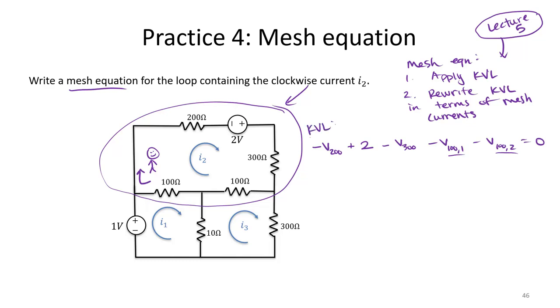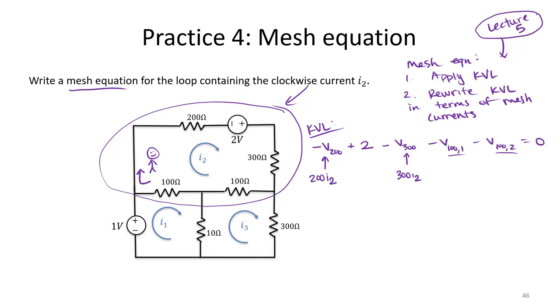So that's my Kirchhoff's voltage law equation. Now I need to rewrite that in terms of my mesh currents. For the voltage drop across my 200 ohm resistor, I only have current I2 flowing through that point, so that voltage is going to be 200 I2. Similarly, only I2 is flowing through our 300 ohm resistor, so that voltage will be 300 I2.